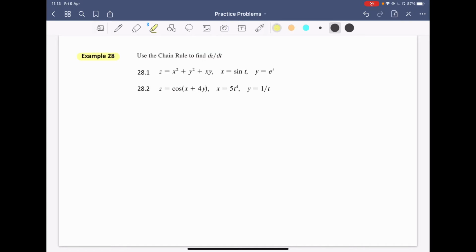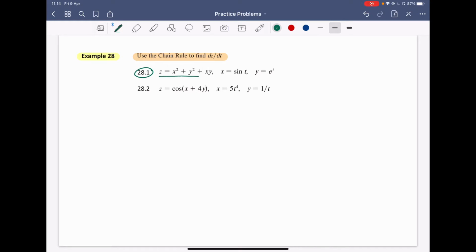So I want you to use the chain rule to find dc by dt. Well, of course, as I suggested in class, when you do the chain rule problems, you should draw a diagram. All right, so question 28.1. We have c equal to x squared plus y squared plus xy.